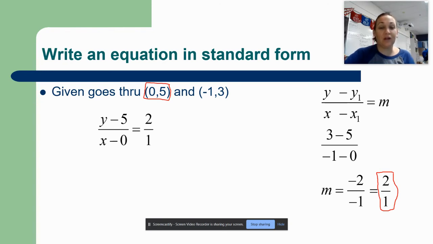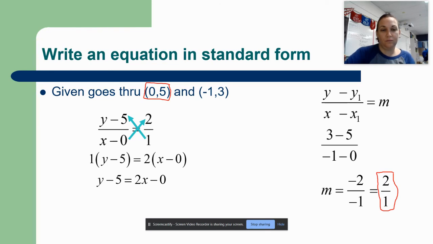From here, we're going to cross multiply. I always like to write my y first, so I'm going to do 1 times y minus 5, and then 2 times x minus 0. We will be distributing. After distributing, your next step, no matter what the directions are, is always going to be to move the constant away from the letter y. So I'm going to add 5 over here.